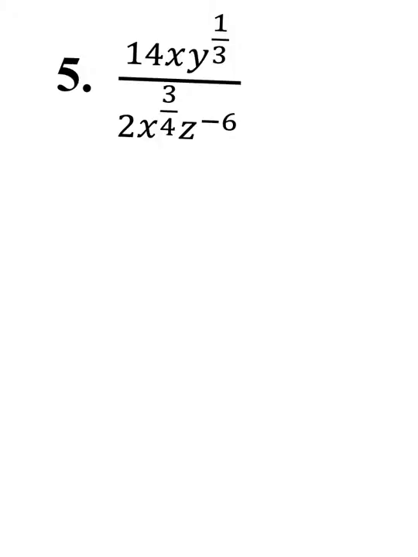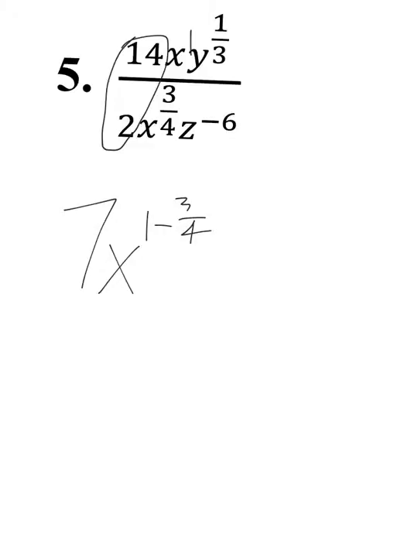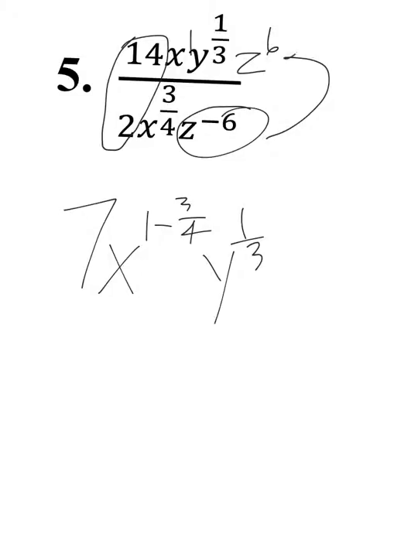Okay, so number 5, you have a division problem. 14 over 2 makes 7. You have x over x to the 3/4. So I can write that as x to the first power minus 3/4, because when you're dividing with like bases, subtract the exponents. I have y to the 1/3 over nothing. That has a y with it. And then you have z to the negative 6. Well, anytime you have a negative exponent, move it to the other side of the fraction. So if it's on the bottom, move it to the top. Now it's a positive exponent. If it's on top, move it to the bottom. Now it's a negative exponent.